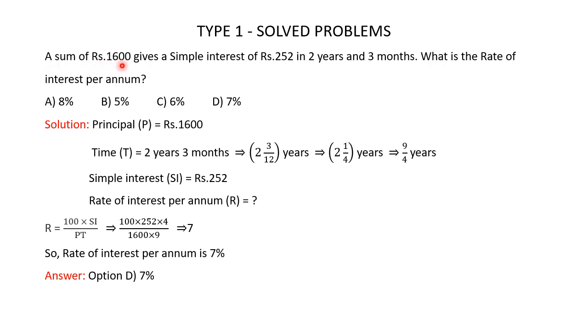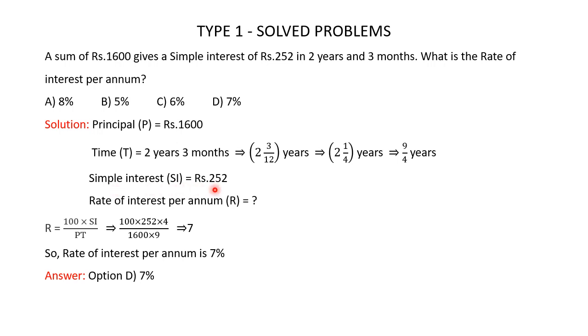A sum of rupees 1600 gives a simple interest of rupees 252 in 2 years and 3 months. What is the rate of interest per annum? Here you are given 4 options and you have to find out which of these options is the correct one. So it's given that the principal is rupees 1600. Time is 2 years, 3 months. Now convert this 3 months to years by dividing it with 12. So you have 2 3 by 12. And on simplification gives 2 1 by 4, which is nothing but 9 by 4 years.